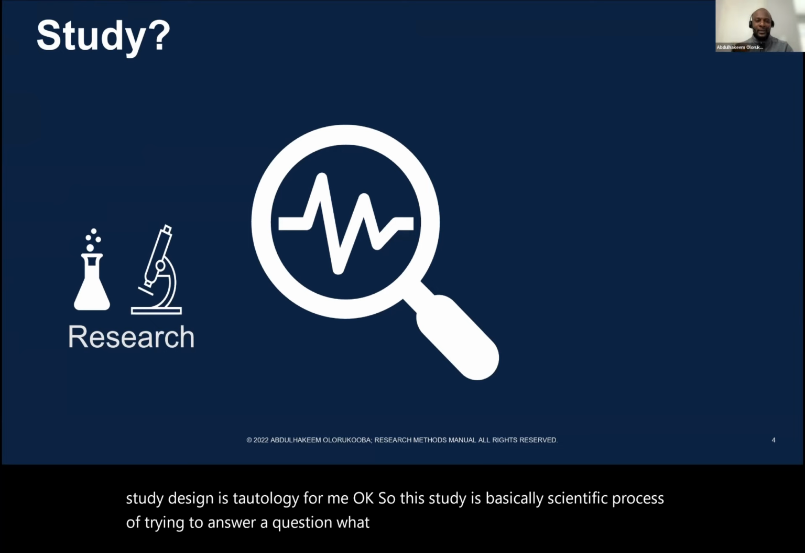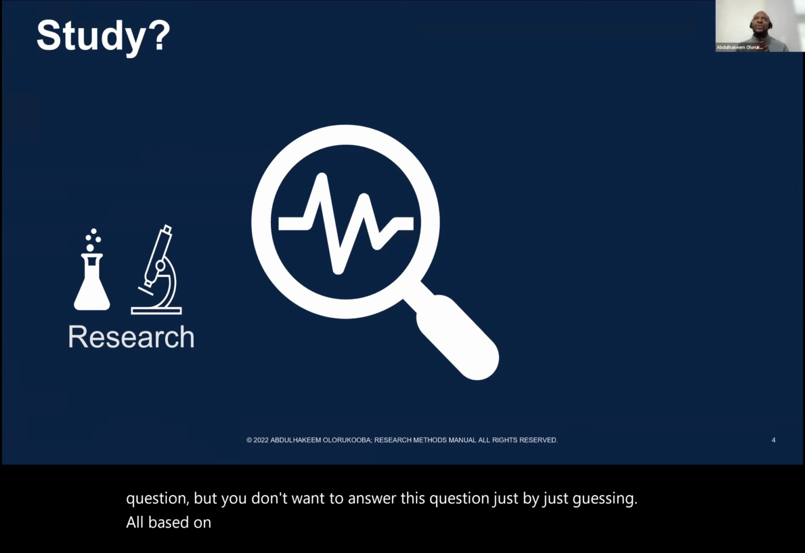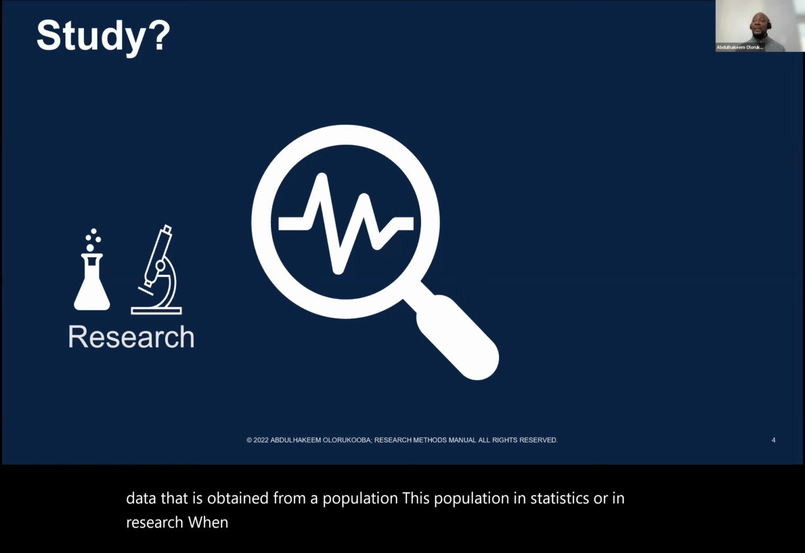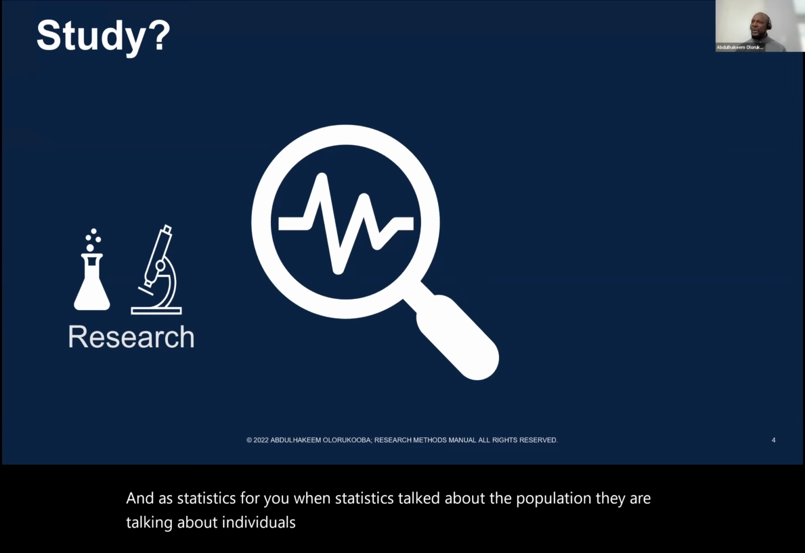What do you want to do? You want to answer a question, but you don't want to answer this question just by guessing, or based on anecdotal evidence. No. You want to answer this question based on data that is obtained from a population. This population, in statistics or in research, can mean a population of hospitals. So it's either animate or inanimate objects. And that's statistics for you. When statistics talks about a population, they are talking about individuals or groups of individuals or animals or hospitals or just animate or inanimate objects.